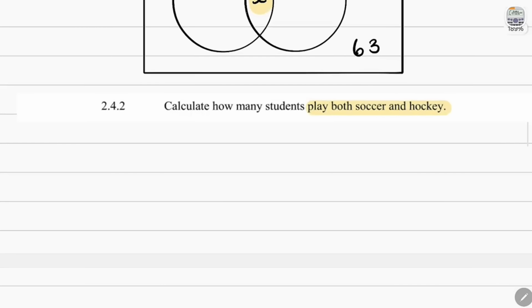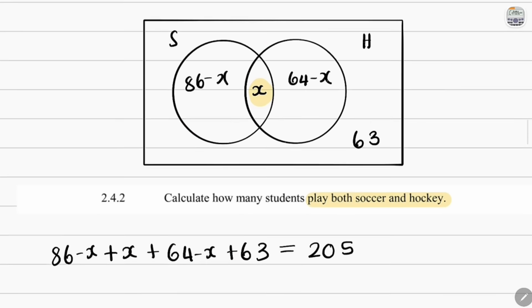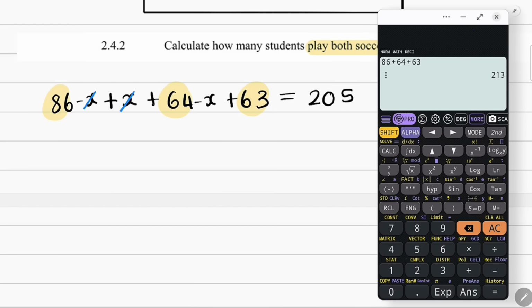So that is the 86 minus X students, the X students, the 64 minus X, and then the 63, they all add up to 205. And now we can solve for X here. So here we're going to have a negative and a positive X cancel. And then let's add our numbers. What's 86 plus 64 plus 63? And that gives us 213. And then we still have a minus X.